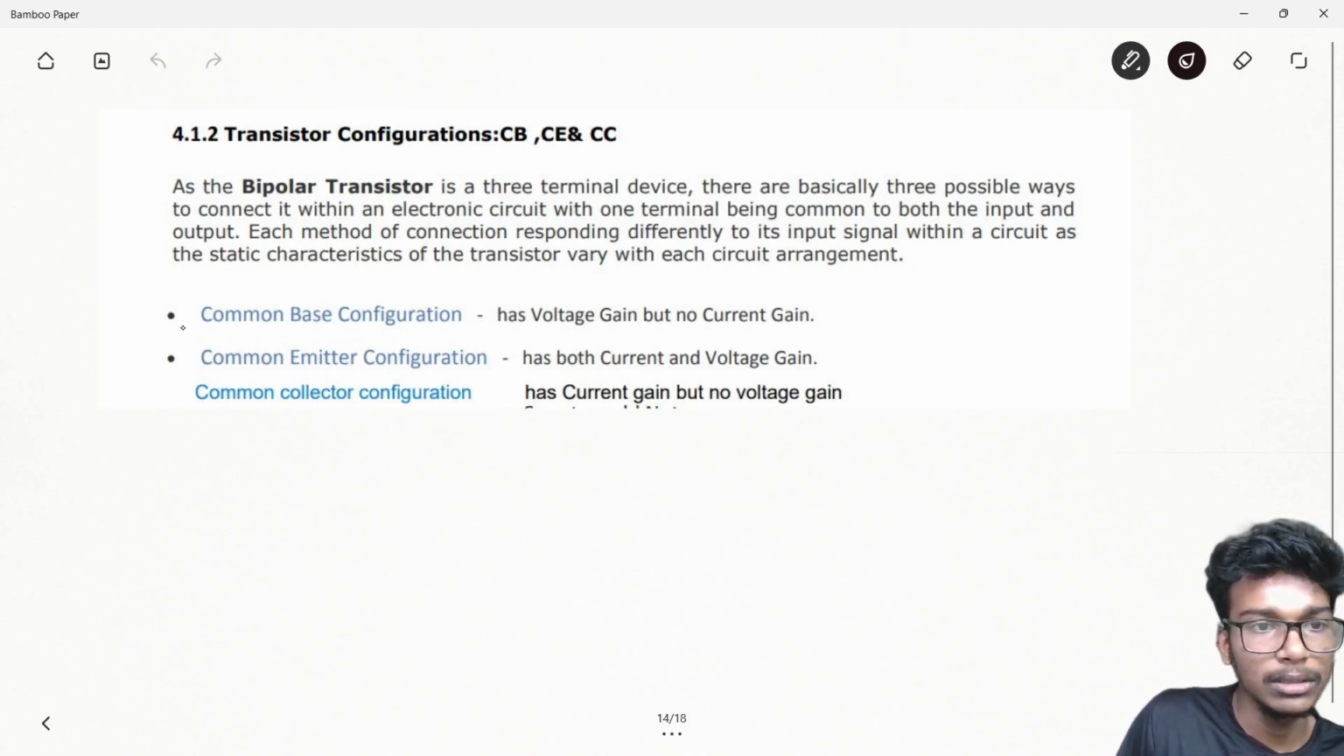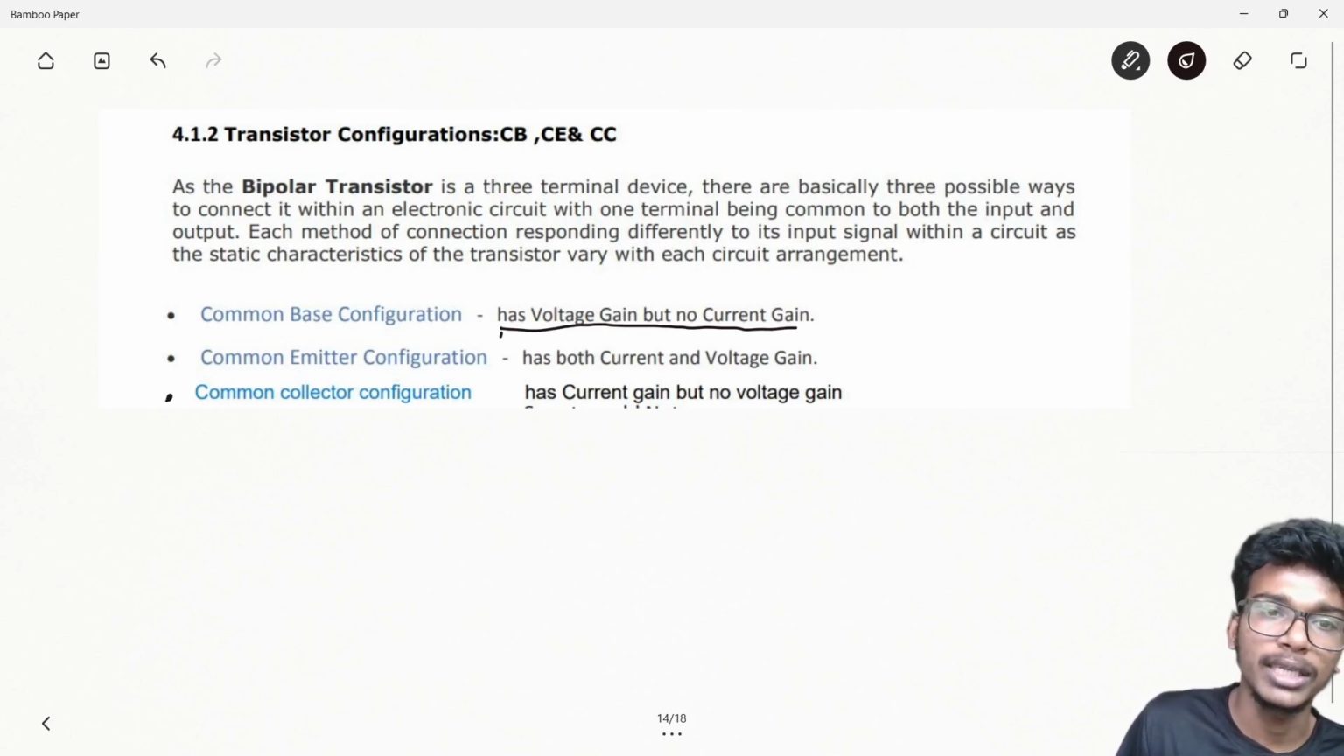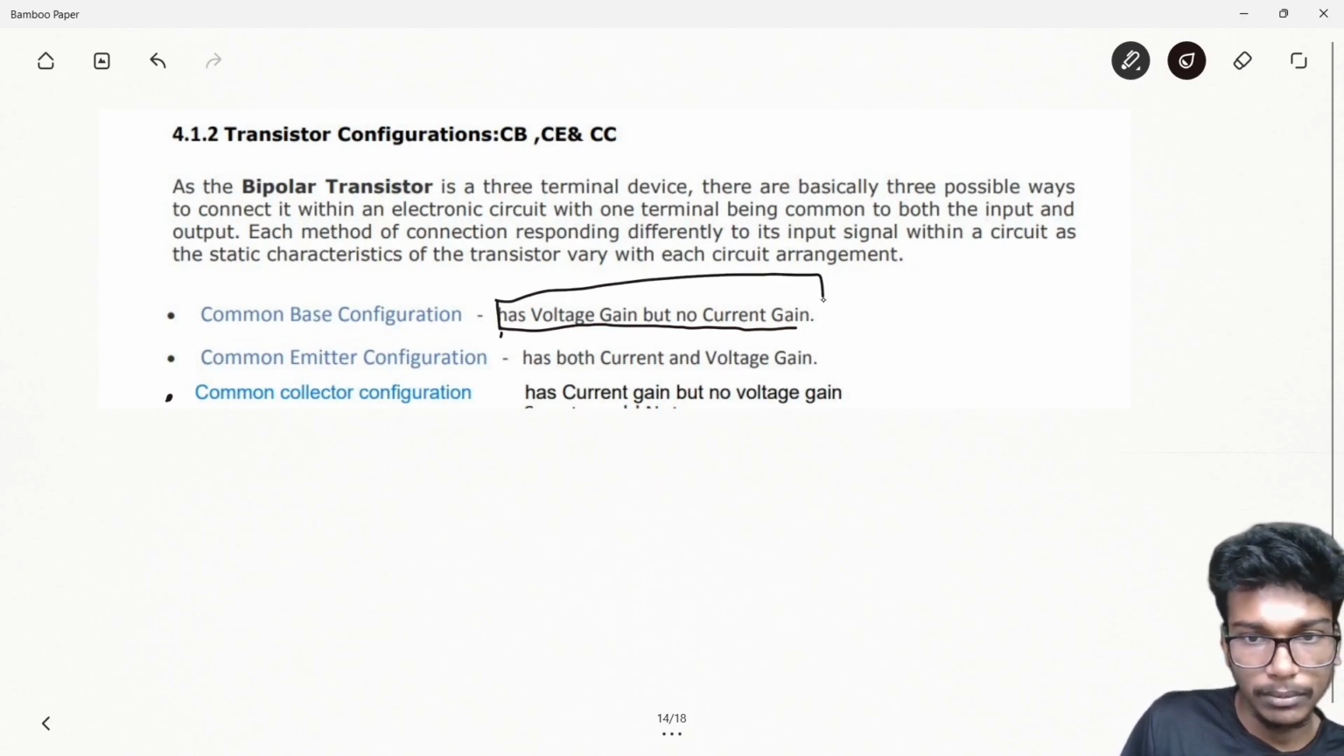One is the common base configuration. Just remember these letters which are written in black. These are majorly important because based upon these, even if you forgot everything about these transistors, you can write up to a paragraph based on this. Just a line. Common base configuration means it has voltage gain but no current gain.